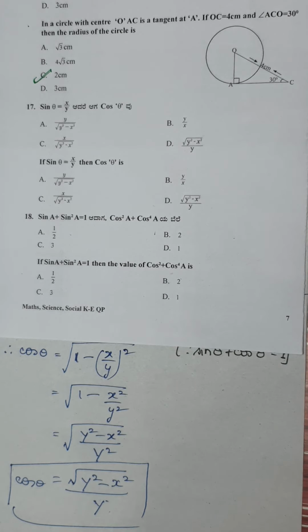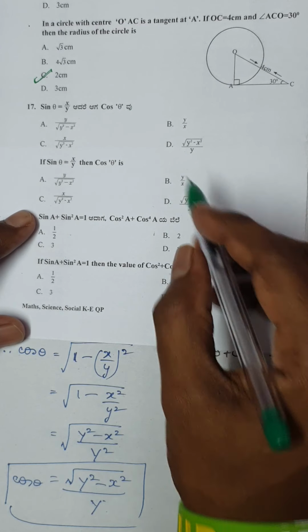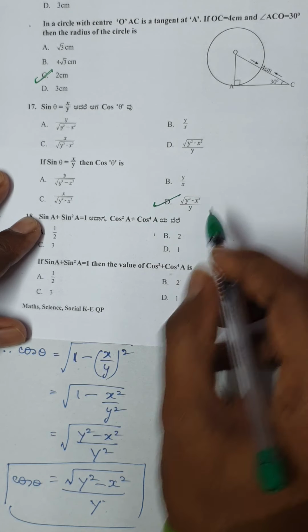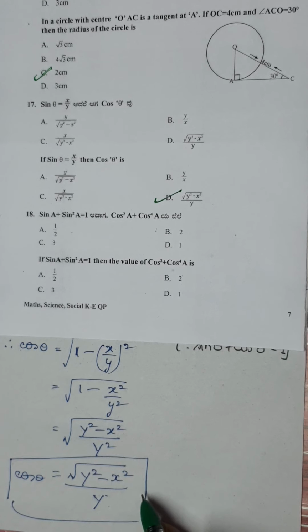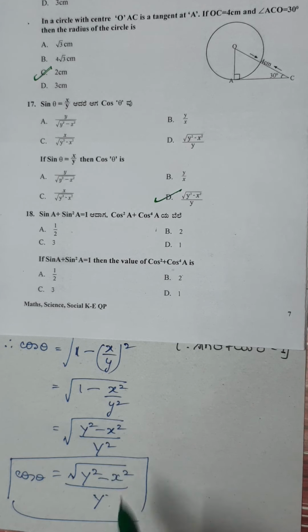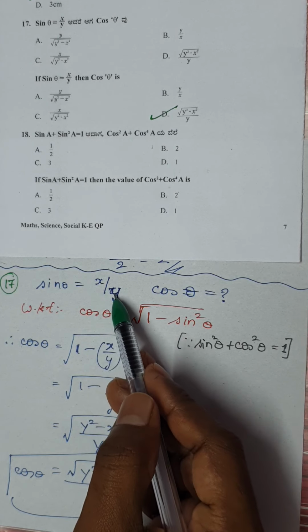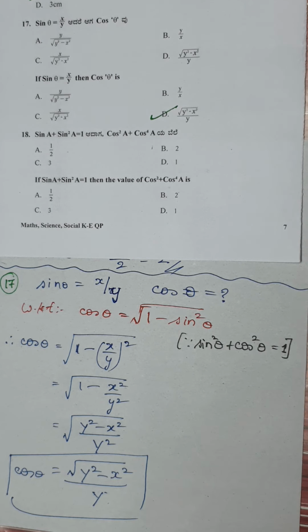So if you check this answer in the given options, not A, definitely not B, definitely not C. So the right answer would be option D, which is root of y square minus x square divided by y. As I told you, there are 2 or 3 methods of finding the solution of this. I prefer this method because it's very simple. Otherwise, you can think of taking the right angle triangle, where sine ratio is opposite by hypotenuse, and work through all those things. Finally you should be landing at this point itself. Okay, let's move on to question number 18 now.